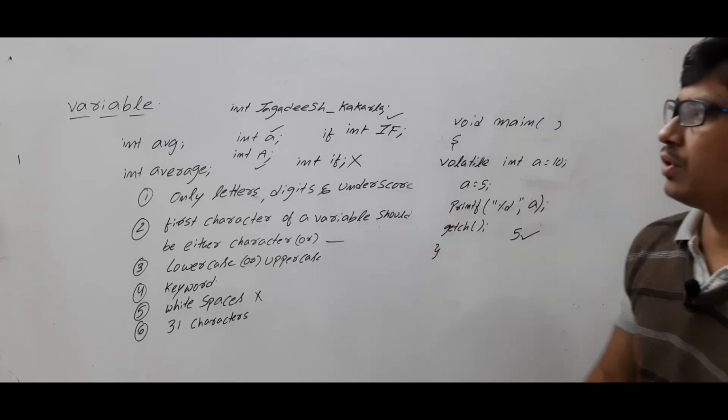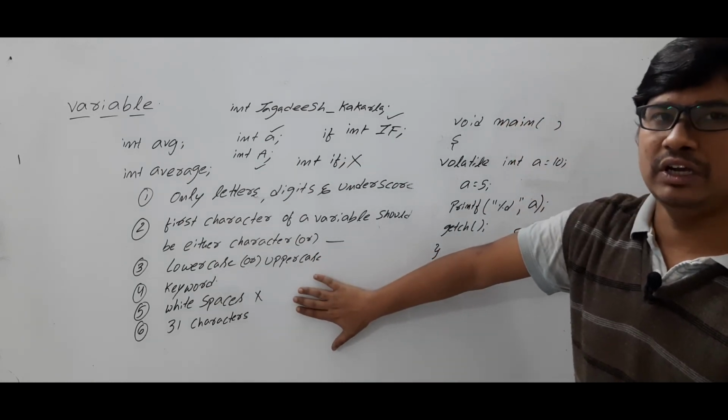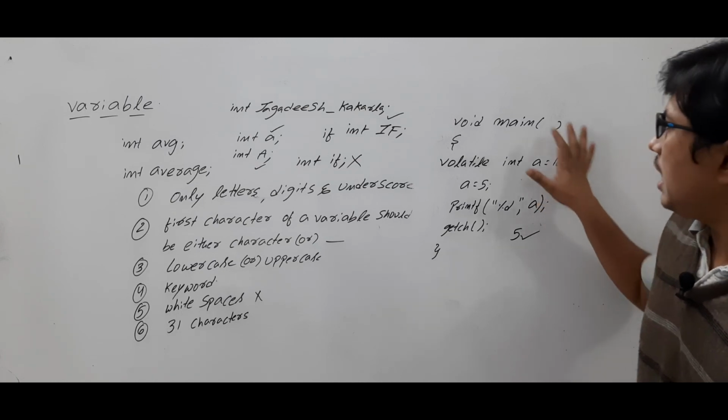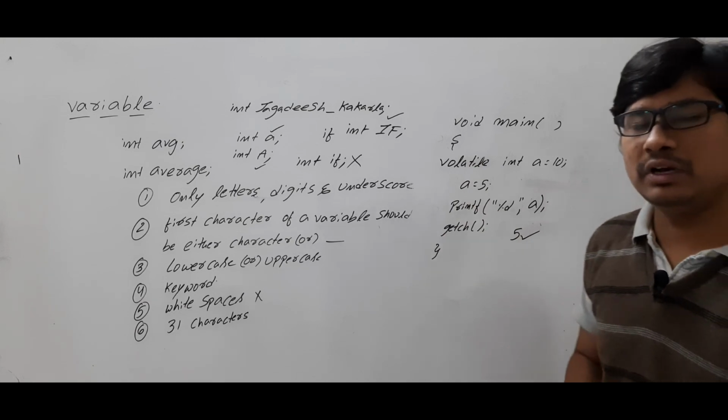So I hope you have understood what a variable is, what rules you should follow when declaring a variable, and how to declare the variable. And I have also discussed what a constant variable and a volatile variable are.